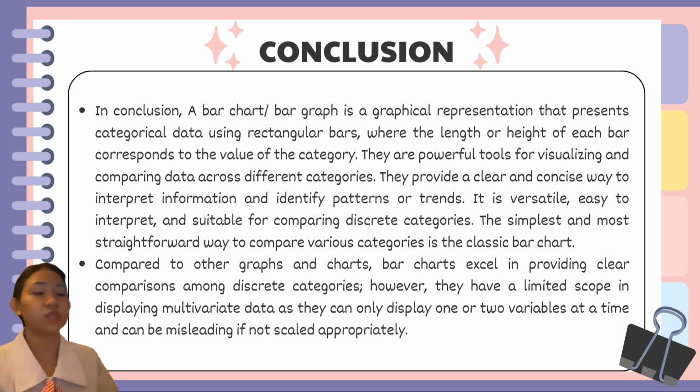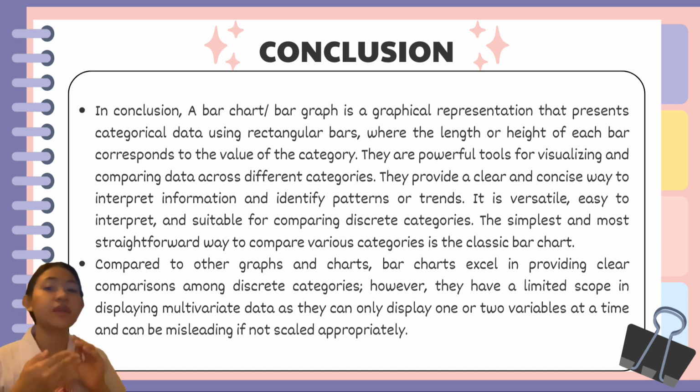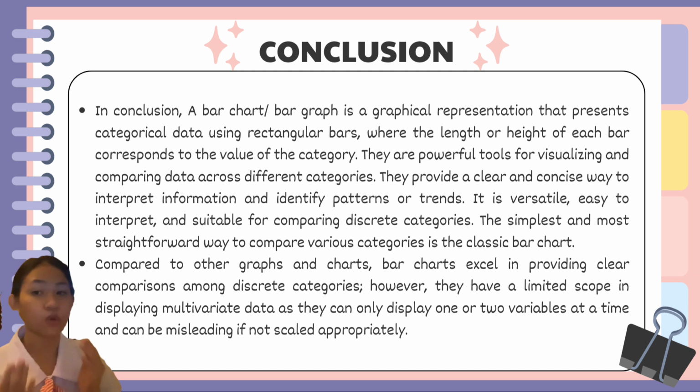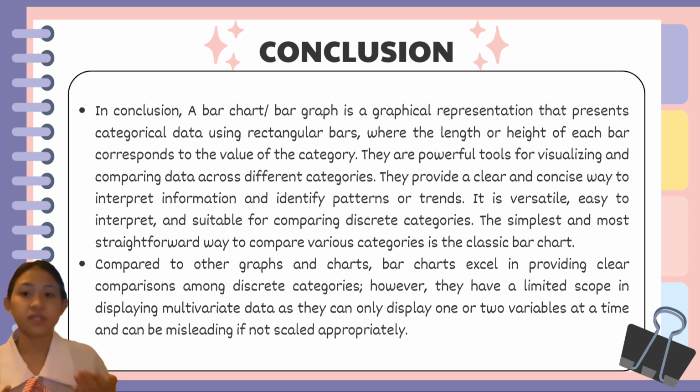But when compared to other graphs or charts, the bar chart excels in providing clear comparison among discrete categories. They unfortunately have a limited scope in displaying multivariate data, as they can only display 1 or 2 variables at a time, as we can observe from seeing bar graphs from time to time, and can be misleading if not scaled appropriately.